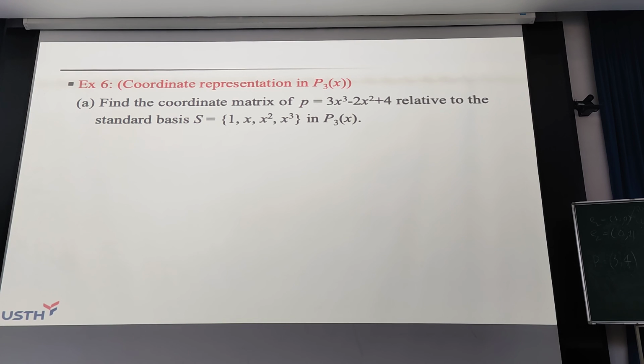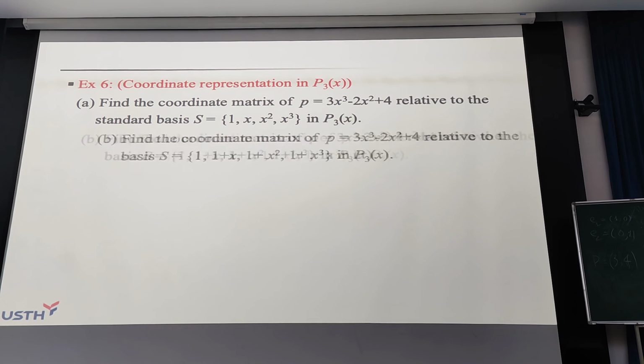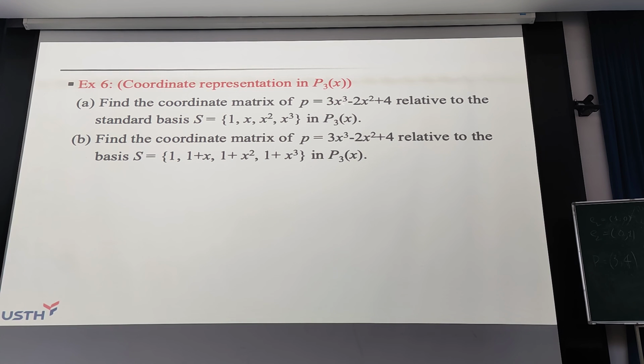And if you consider the polynomial like that, it has a coordinate. You can find the coordinate of that is 4, 0, -2, and 3. And you are required to find the coordinate of the same P, but now relative to a new basis, the basis consists of 1 plus x, 1 plus x squared, and 1 plus x cubed. And obviously, the first thing you need to do is to verify that the new set here is a basis. However, that one is easy.